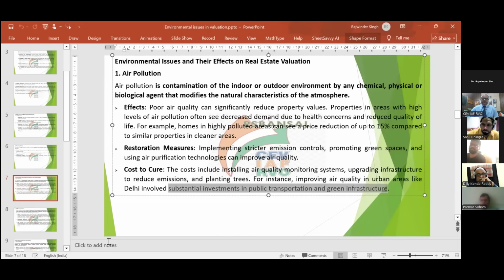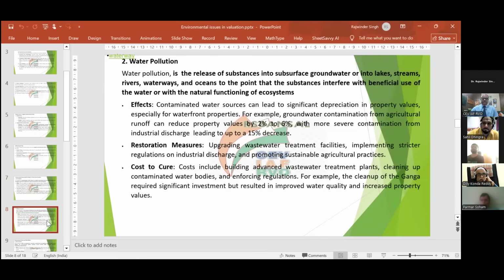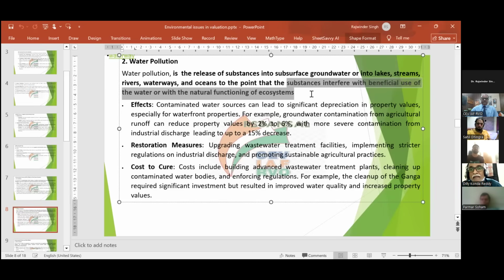Similarly, like air pollution, water pollution can also affect the value of the property. First, you should know what water pollution is. Water pollution is the release of substances into subsurface groundwater or into lakes, streams, rivers, waterways, and oceans to the point that the substance interferes with the beneficial use of the water or with the natural functioning of the ecosystem.